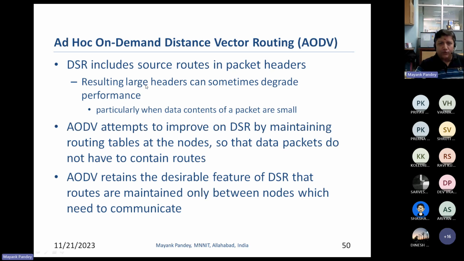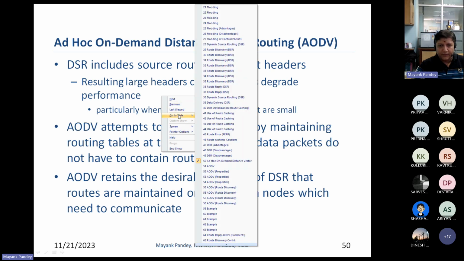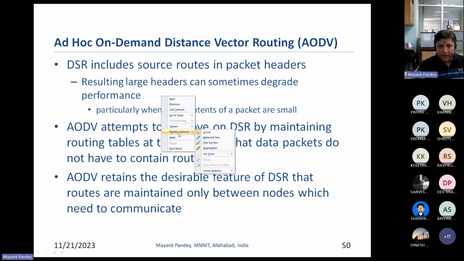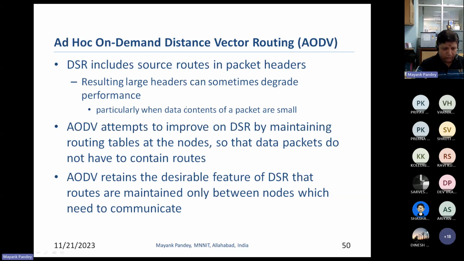As I told you, DSR includes source routes in the packet headers, and that is a huge overhead because if your route is long and a lot of time the nodes are changing, then their location may result in a large header, and particularly that is the overhead when the content of the data packets is very small. Now, AODV is attempting to improve on DSR by maintaining routing tables at the nodes. Instead of having routes in the data packets, in AODV routing tables are maintained so that data packets do not have to contain the routes.